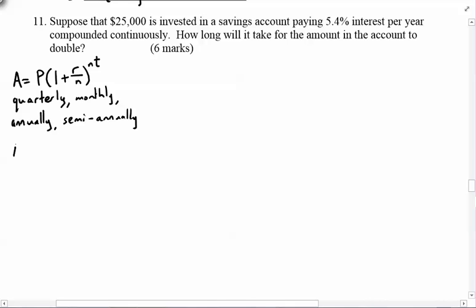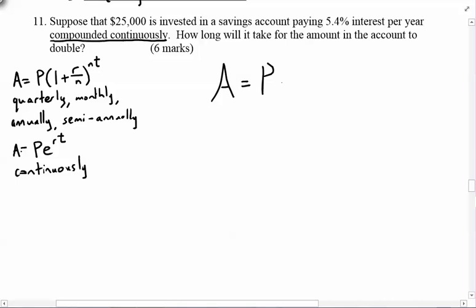The other equation that we have is A equals P e to the rt. And this is for interest that is compounded continuously. So you go through your question and you look for the word compounded. And if the word continuously comes after compounded, then we know that we have to use A equals P e to the rt. If you see anything other than compounded continuously, then you'd use the first equation.